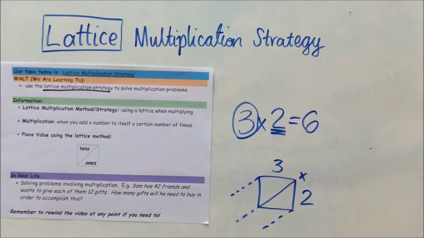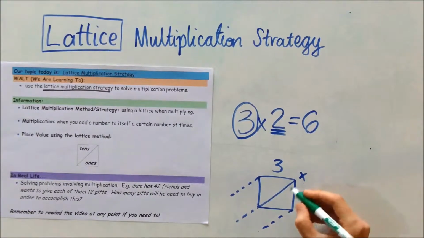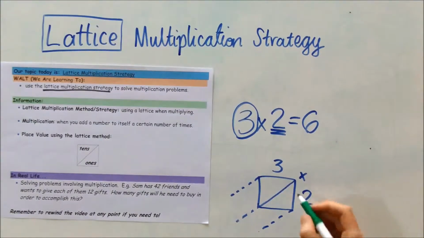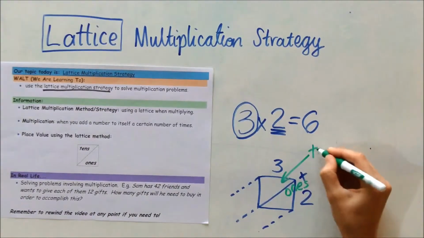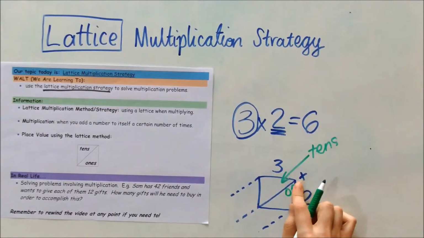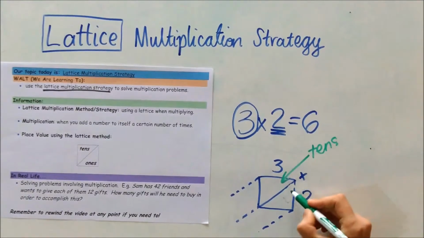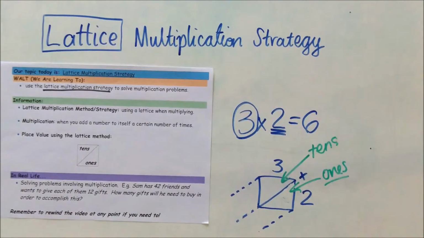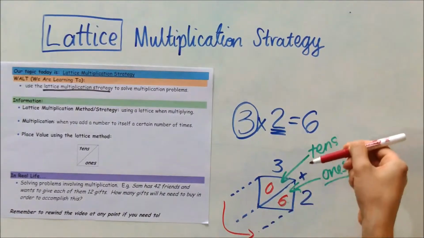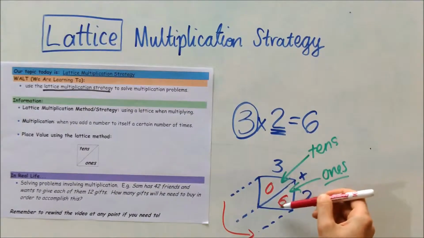So basically, when you create a lattice like this, the first column in the bottom right hand corner is the ones column, and then this one here is the tens column. So perhaps I should put this a bit neater. The ones column there. So 3 times 2 is 6. So there are 0 tens and 6 ones. So then we just find our total by adding up these diagonal columns. 6 plus nothing else there.